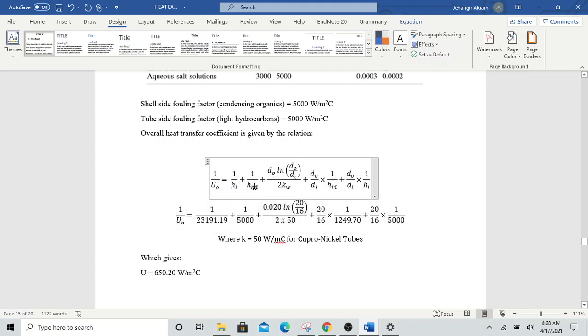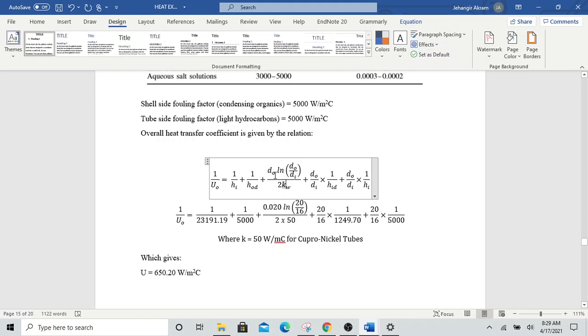It is the outer dia, meaning shell side fouling factor. Kw is the thermal conductivity of the material. Oh, I forgot to mention, you also need the thermal conductivity of the tube material, which is 50. Okay, as you know, it is also involved in heat transfer. There is convection heat transfer and there is conduction heat transfer involved.